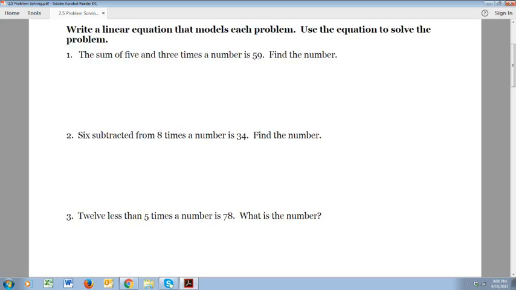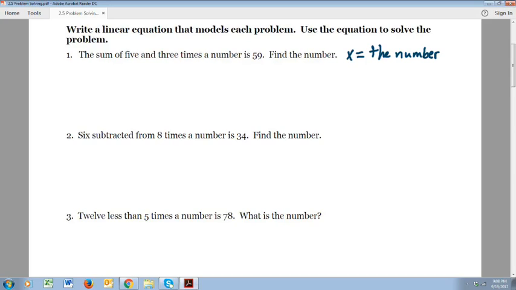So here it says this. By the way, notice the directions. Write a linear equation that models each problem. Use the equation to solve the problem. These are simple problems that you could probably solve without algebra, but the whole point here is to learn how to use algebra to solve problems. So that's what we'll be doing, and that's what I would expect to see when you do your problems. Okay, so let's get started.